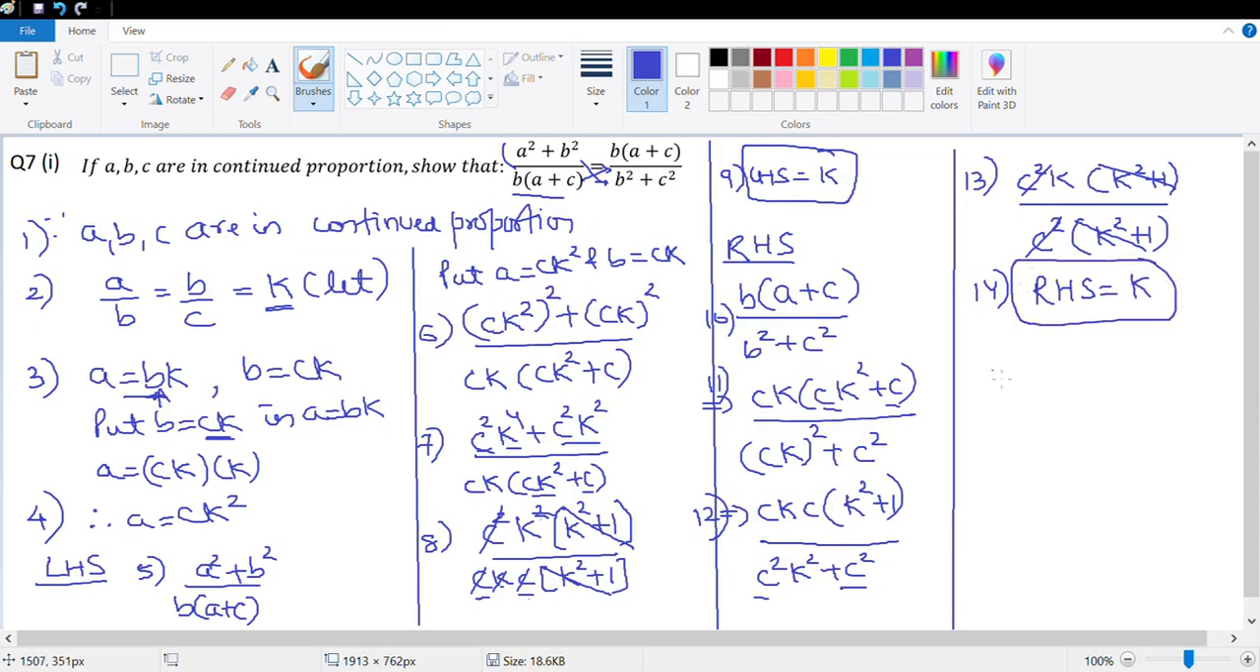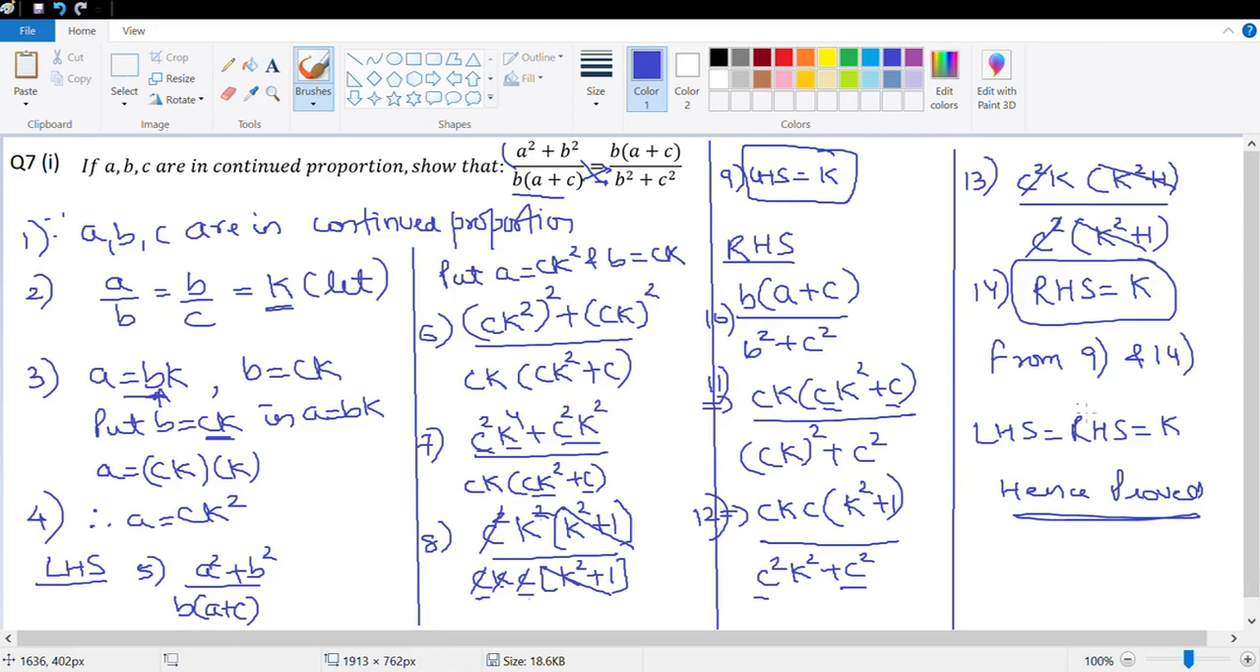So from step 9 and step 14, left hand side is equal to right hand side is equal to k, hence proved. Done. So I hope you realize the method to prove left hand side equal to right hand side using the k method. Let's look at the last question for this video.